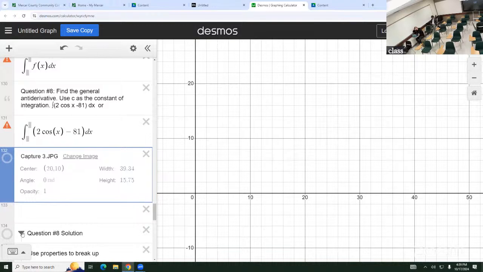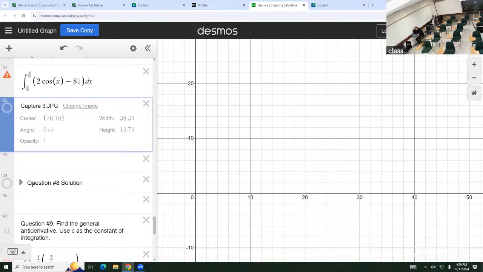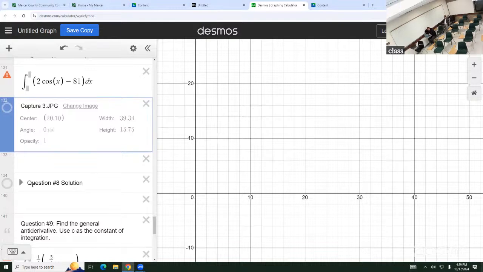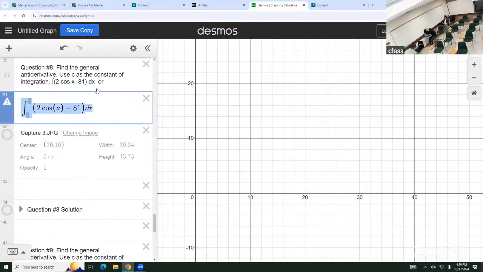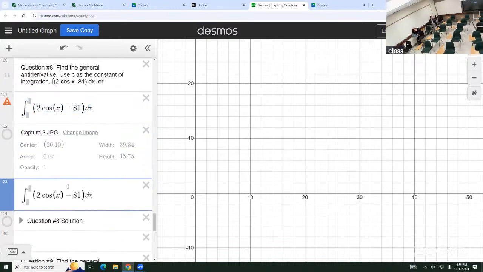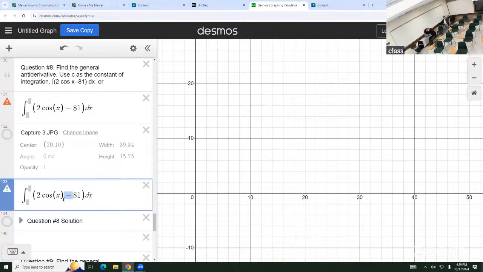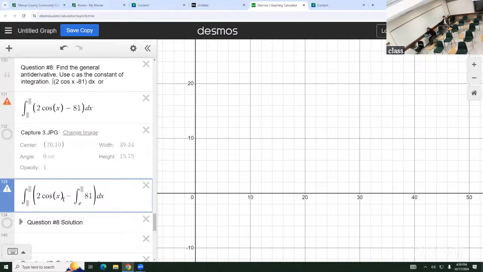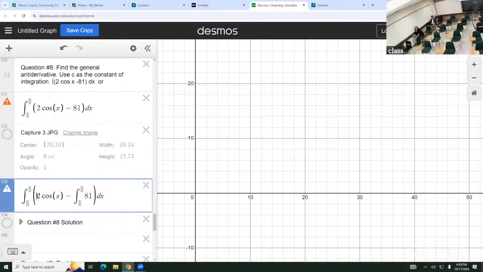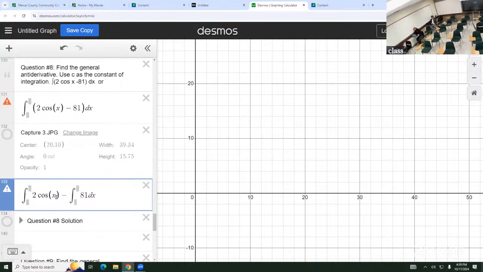The first thing we'll do: if you have the derivative of a bunch of things added together, you could just do the derivative of each part. Well, if you're undoing it, you could do the same thing and undo each part. So I'll copy this down and break this up into two integrals. One of them is 2 cosine x dx. The other one is minus 81.